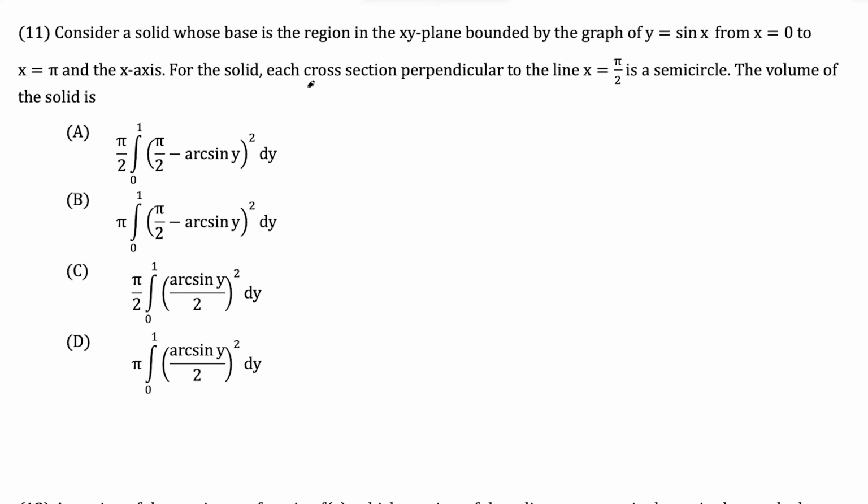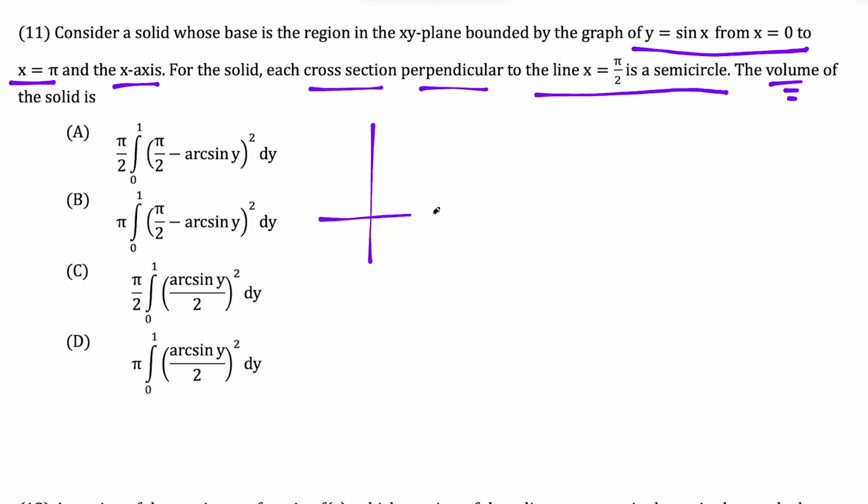Question 11, we have a solid whose base is the region in the xy plane bounded by the graph of y equals sine x from x equals 0 to x equals pi and the x-axis. For this solid, each cross-section perpendicular to the line x equals pi over 2 is a semicircle. We want to find the volume of this solid. This question is definitely a bit tricky, but the first thing we want to do is draw this out. So let's go ahead and draw y equals sine x.